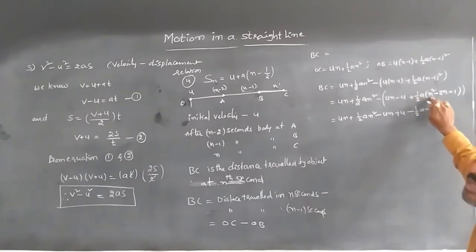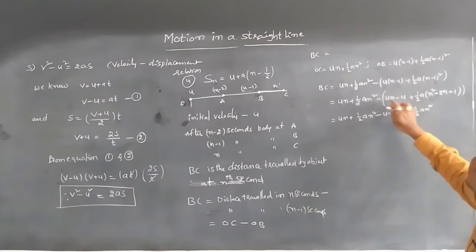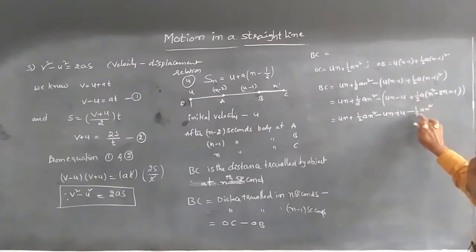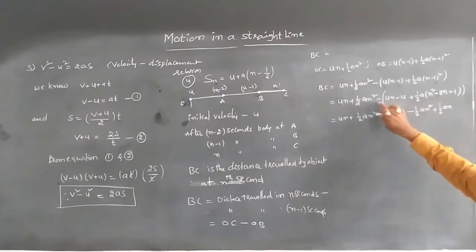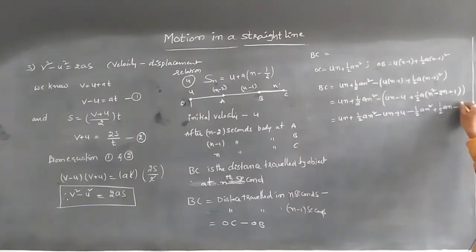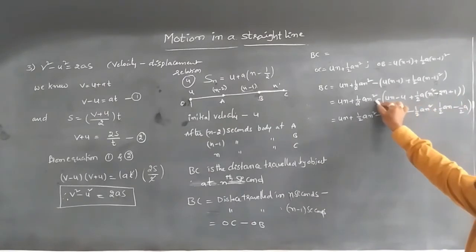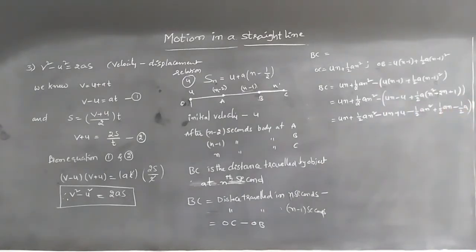Half a is also multiplied inside, then minus into plus minus, so minus an square, then minus half a into 2n, that is plus half an, and minus into plus minus half a. Half a is also multiplied inside and the minus symbol is also multiplied inside.